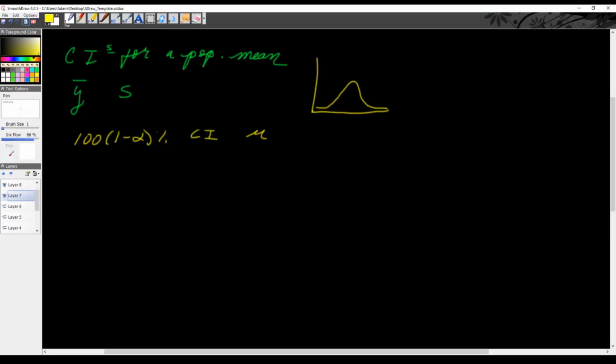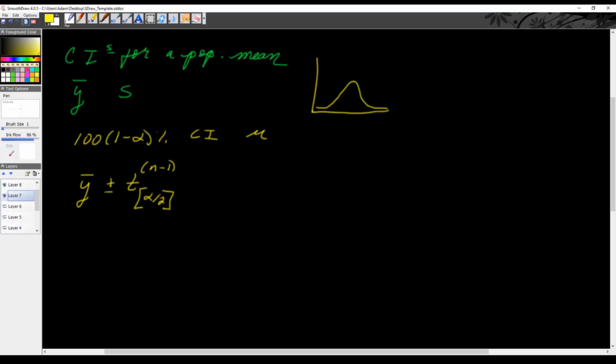But the 100 multiplied by 1 minus alpha percent confidence interval for the population mean mu based on the t distribution can be solved for as follows. We take the sample statistic and we add and subtract the critical t value, and we'll talk about this in a minute. This alpha is popping up a couple of times. We'll talk about it in a minute.